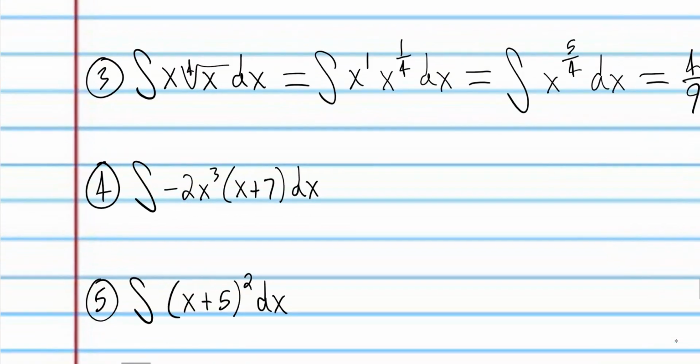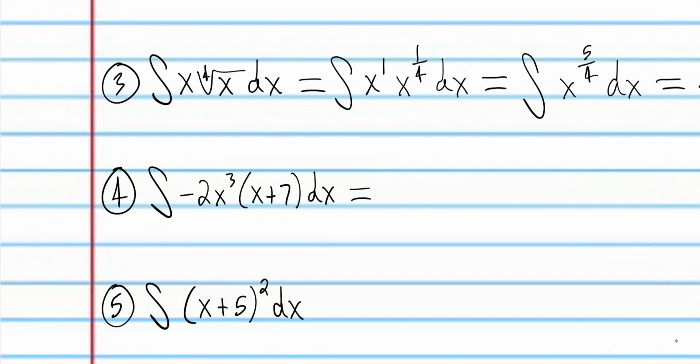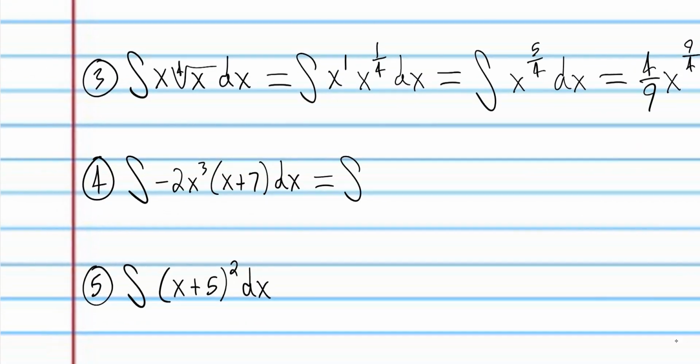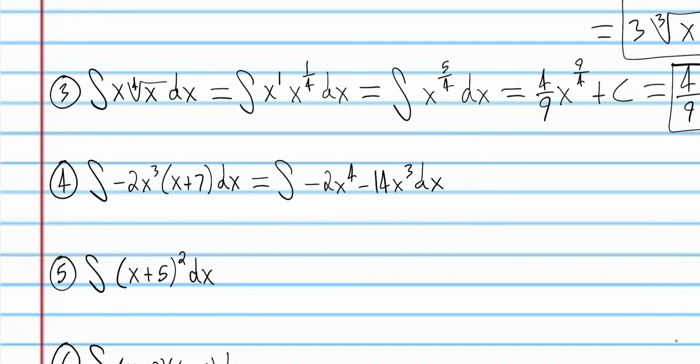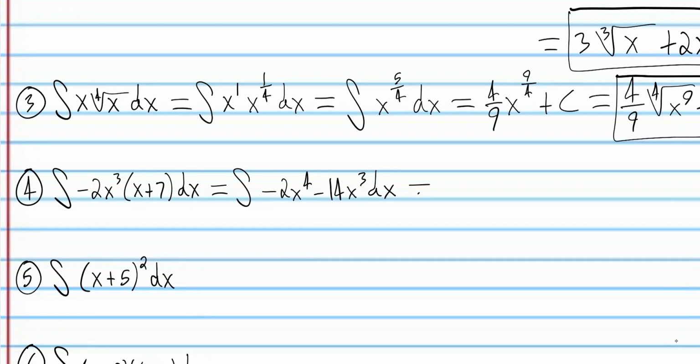So here's another example where we don't know how to do this, but if we use distribution, we get -2x to the 4th, minus 14x to the third dx, and now we can find the antiderivative. Make no mistake about it, we don't know how to find the antiderivatives of this expression here. We just don't know how to do it. But let's now try to find the antiderivative.